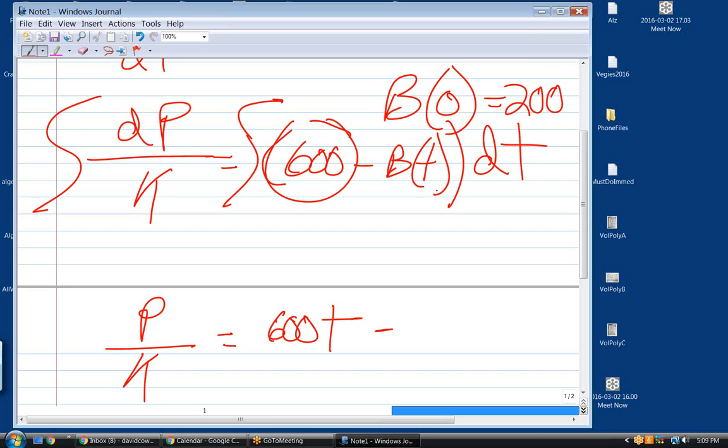It's just really wordy. If we knew what this function was, then we could integrate. Because we can't have more than one variable, right?